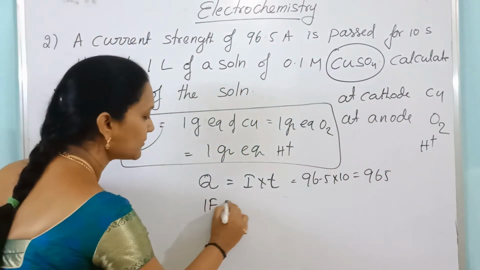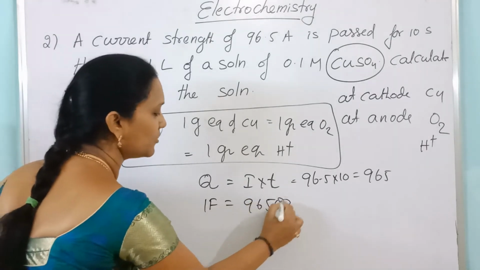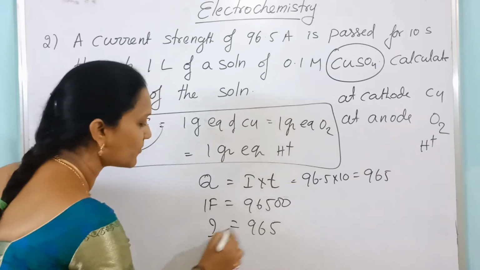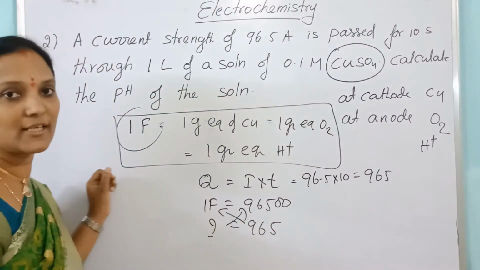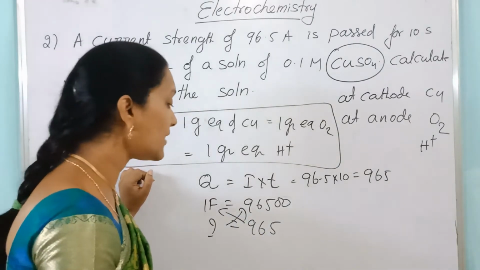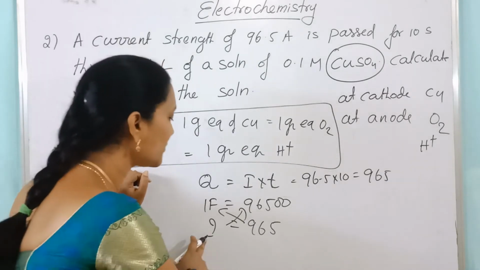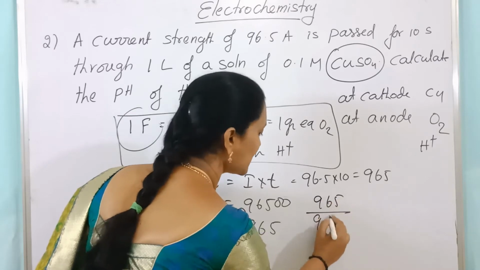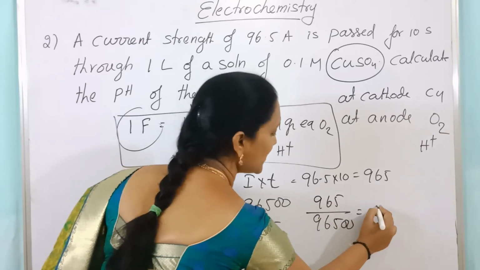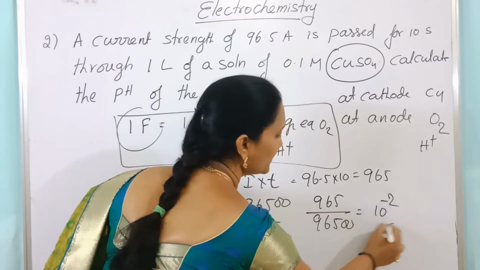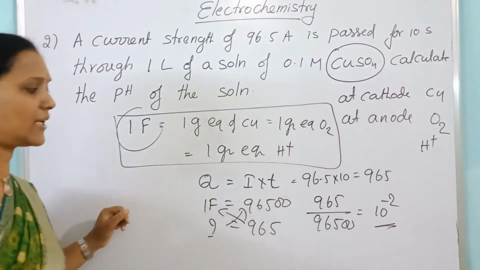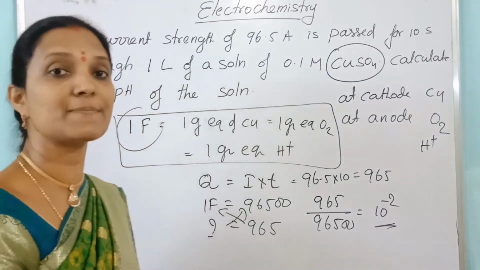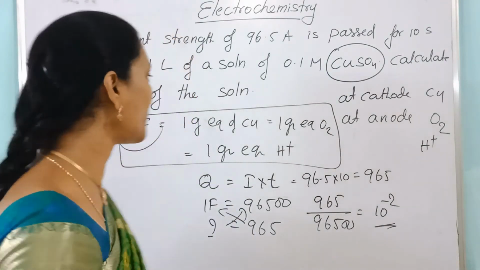1 Faraday is 96,500 coulombs. Now 965 coulombs passed. How many Faradays? 1 Faraday is 96,500. So what is the Faraday? Now it is 965 by 96,500. So it is equal to 10 power minus 2. Then cancel this one. 10 power minus 2. So how many Faradays passed? 10 power minus 2 Faradays passed.